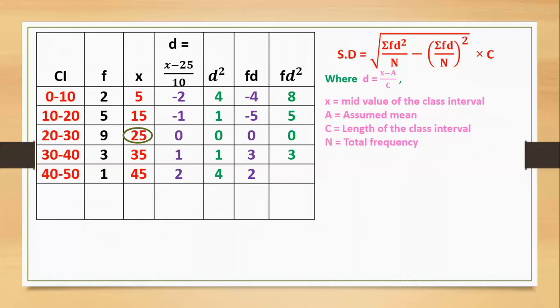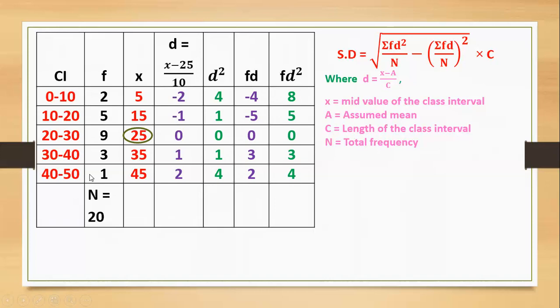So in this problem, we need f d total, f d square total, and capital N, the total frequency. So total frequency is 20: add the frequencies, 2 plus 5 is 7, 16, 19, 20. And we need the f d total: minus 4, minus 5, plus 0, plus 3, plus 2, which gives minus 4. And we need the f d square value: 8 plus 5 plus 0 plus 3 plus 4, which is 20. Then we substitute these values in the formula.